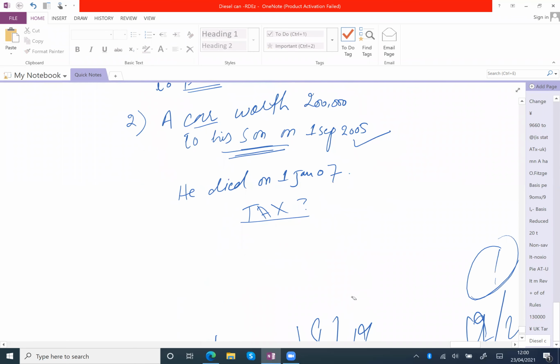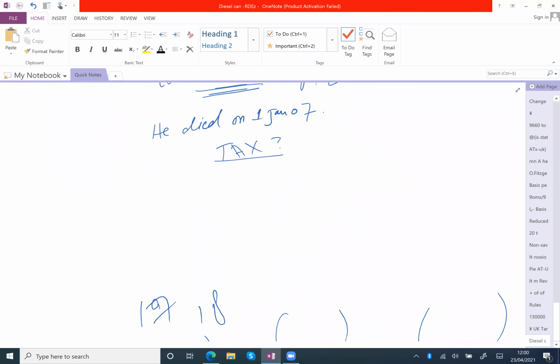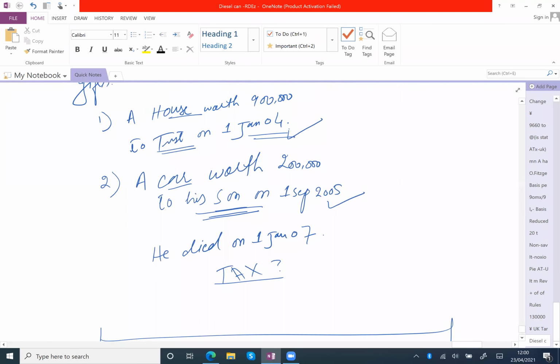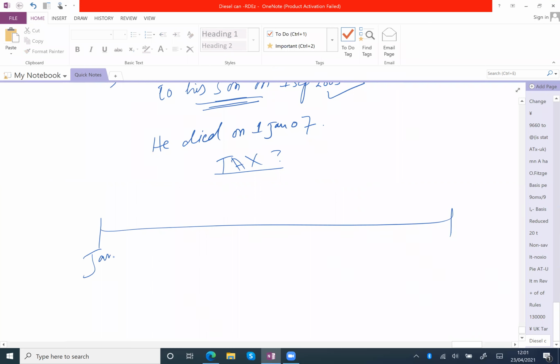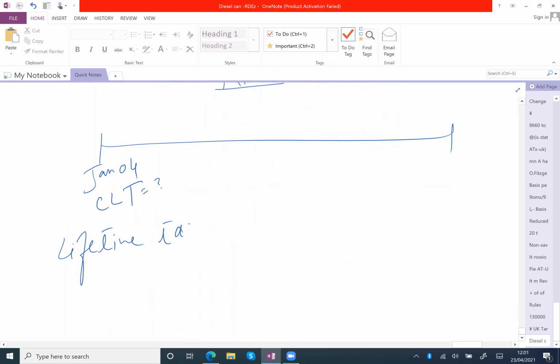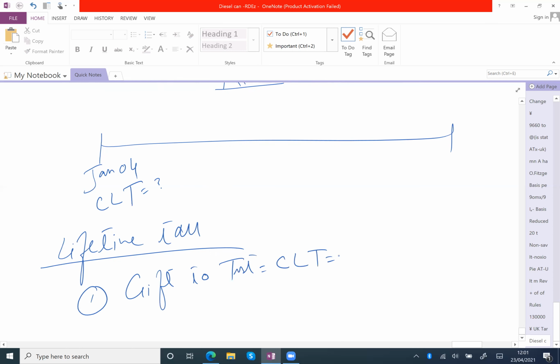So there are two gifts in this question, and firstly make a timeline, and one by one we are writing down all these gifts. So first, January 04 CLT, question mark. Now we have to calculate the value of CLT. So firstly I am calculating the lifetime tax on all these lifetime gifts. First gift is gift to trust, CLT. Gift date January 04 and tax year is 0304.